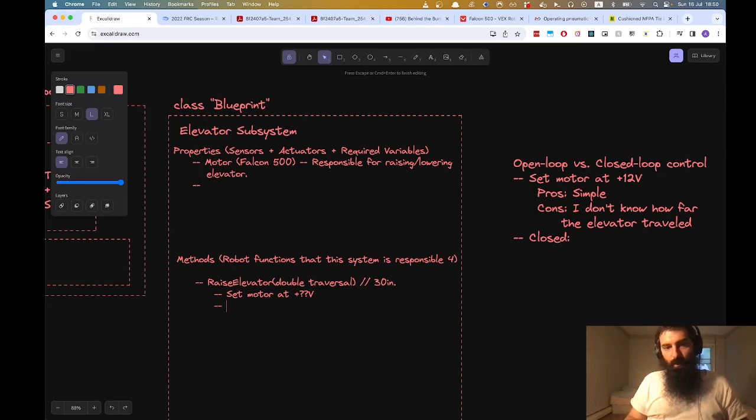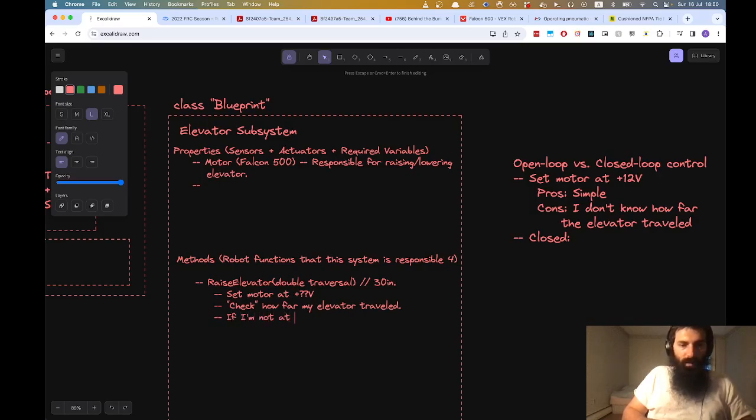If I do it at plus 12, it's going to go super fast. If not, it's going to go slower. But then I have to check how far my elevator traveled, and if I'm not at 30 inches, keep moving the motor. If I'm at 30 inches, stop the elevator.